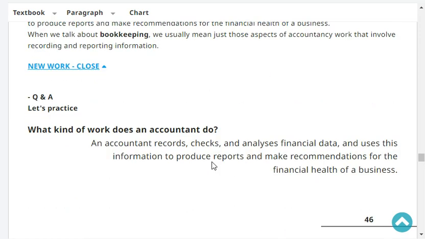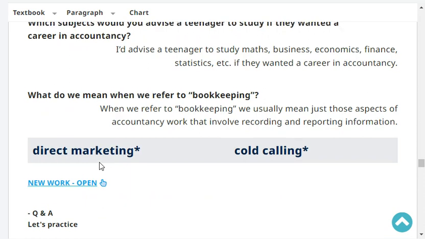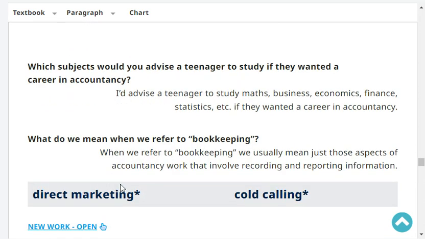Let's practice. What kind of work does an accountant do? An accountant records, checks, and analyzes financial data and uses this information to produce reports and make recommendations for the financial health of a business.